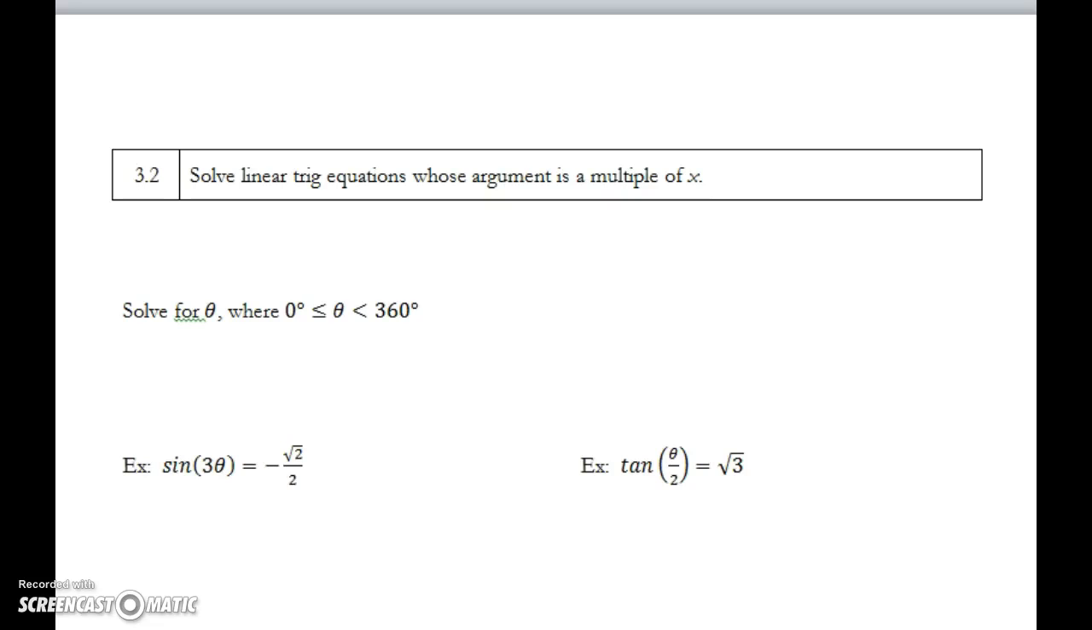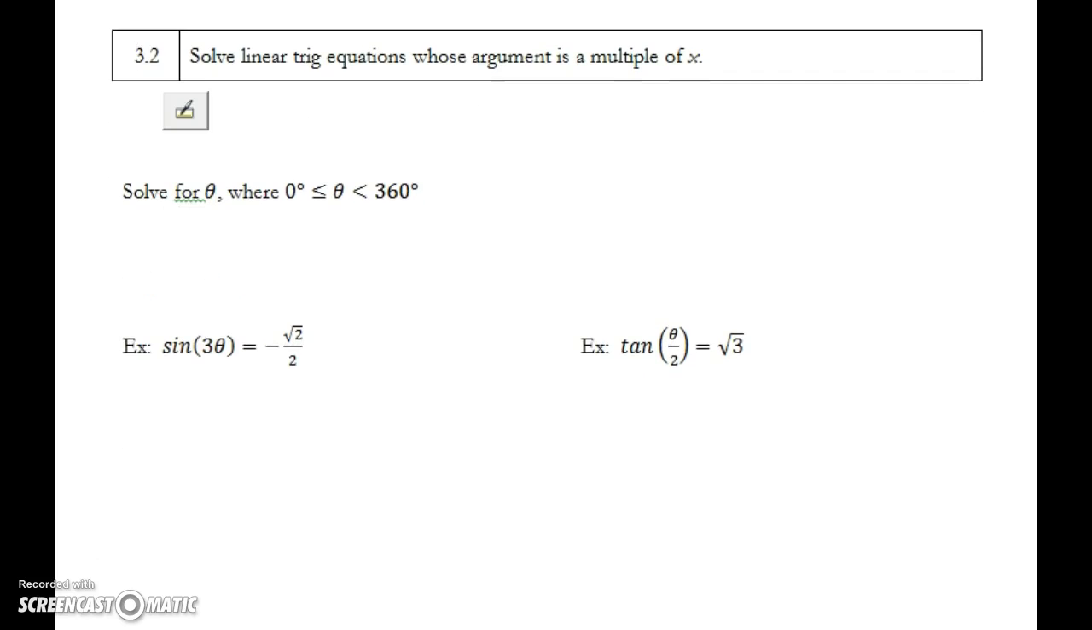Standard 3.2, solve linear trig equations whose argument is a multiple of x. So in this standard, we're looking at what happens if we're taking the sine, cosine, tangent, etc. of something like 3 theta or theta over 2, where it's not just plain old theta or plain old x anymore. It's being multiplied by a number or divided by a number.